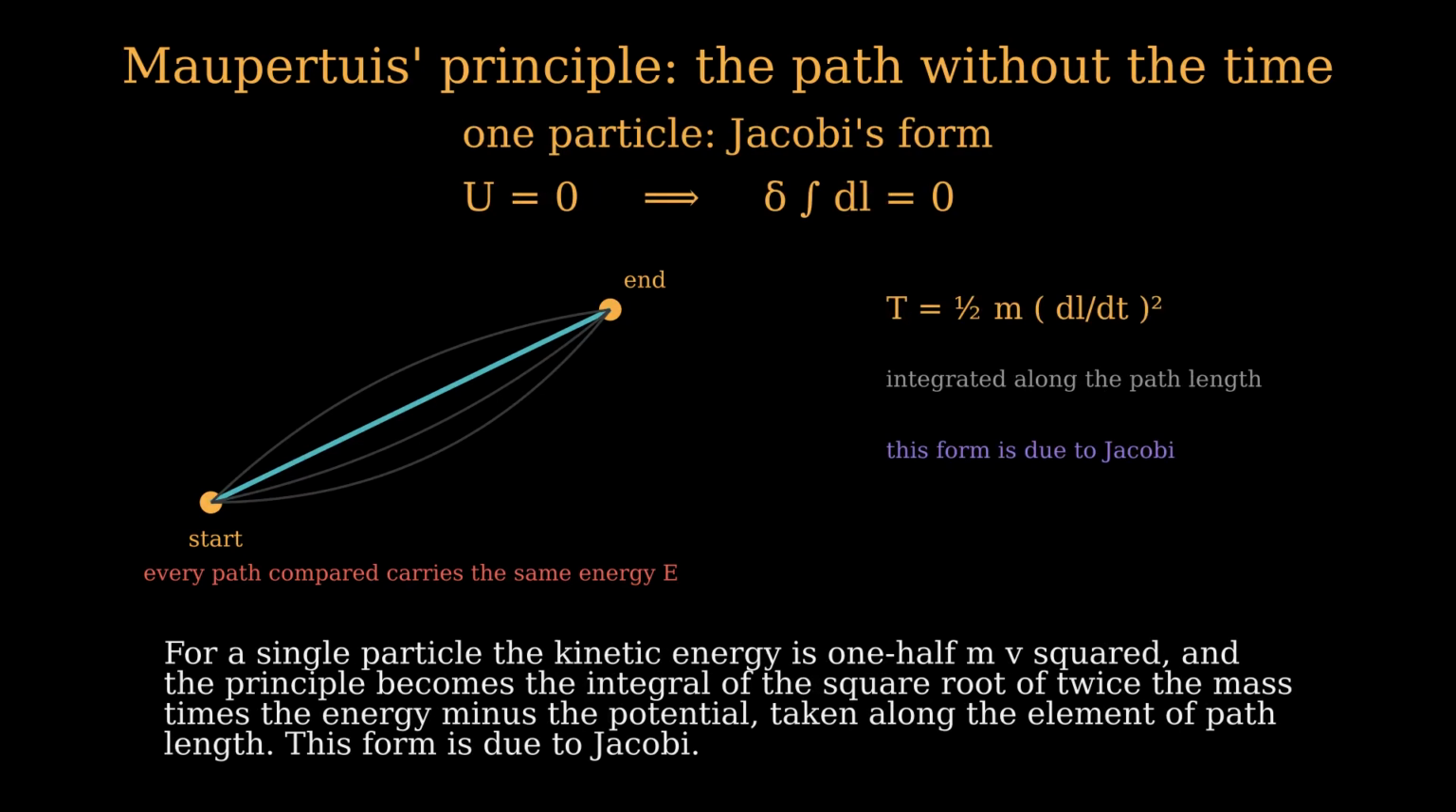For a single particle, the kinetic energy is 1/2 mv squared, and the principle becomes the integral of the square root of twice the mass times the energy minus the potential taken along the element of path length. This form is due to Jacobi.